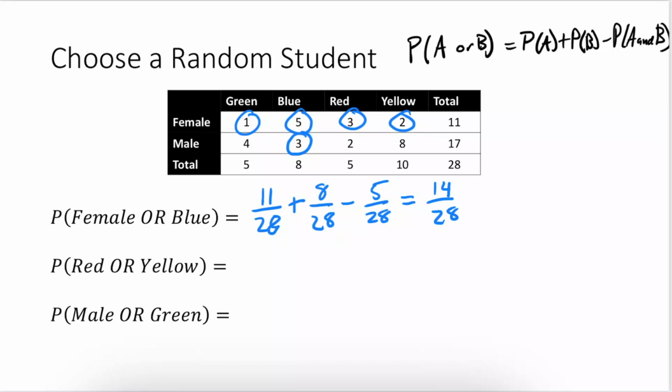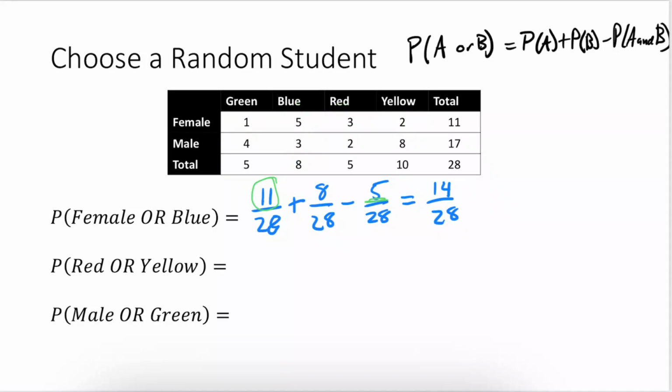You can calculate it with the formula, or you can just look at how many situations meet the criteria. But the calculation is basically doing the same thing, because this 11 out of 28 was basically adding up all of these students. The 8 was adding up all of these students, and then these 5 got double counted because they're both female and their favorite color is blue. So we subtracted the double counting. And so that's what's happening there.